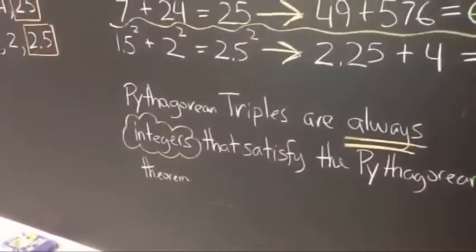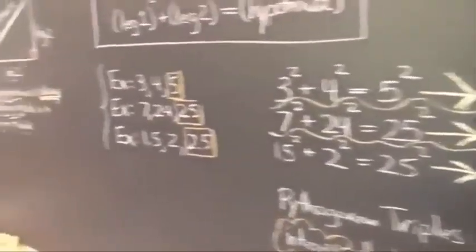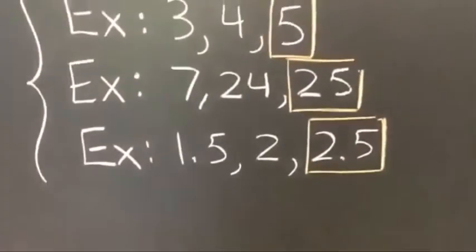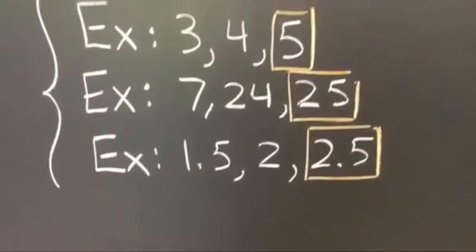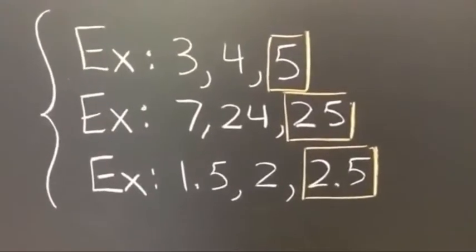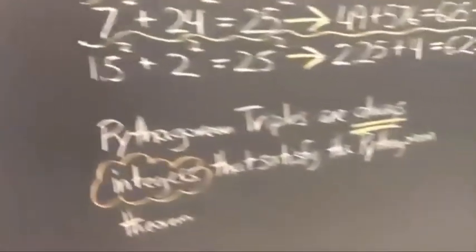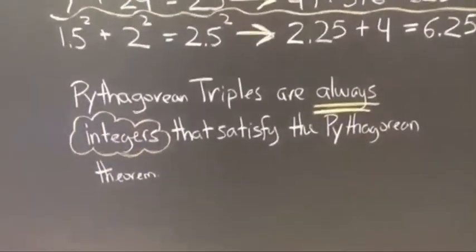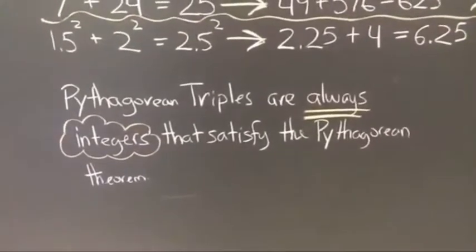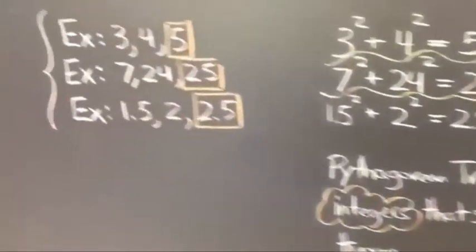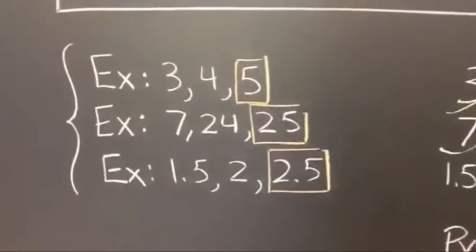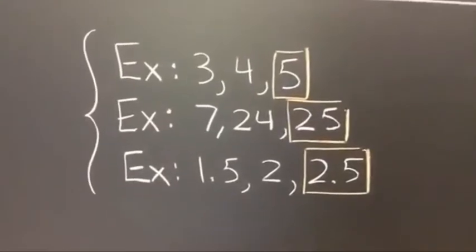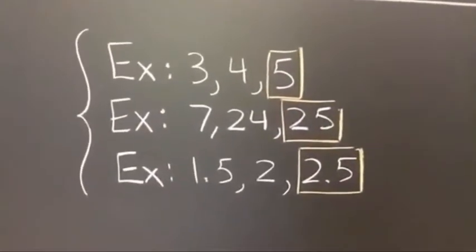Okay. Well, I don't know if you've heard of this term, but we're going to talk about Pythagorean triples. Now, like I said, the numbers that satisfy a Pythagorean equation don't have to be whole numbers. They don't have to be integers. However, there are a certain set of numbers that we call Pythagorean triples. And Pythagorean triples are always integers. They're always whole numbers that satisfy the Pythagorean Theorem. So in the examples I just gave you, only the first 2 qualify as Pythagorean triples, even though the third one works. 1.5 and 2.5 are not integers.